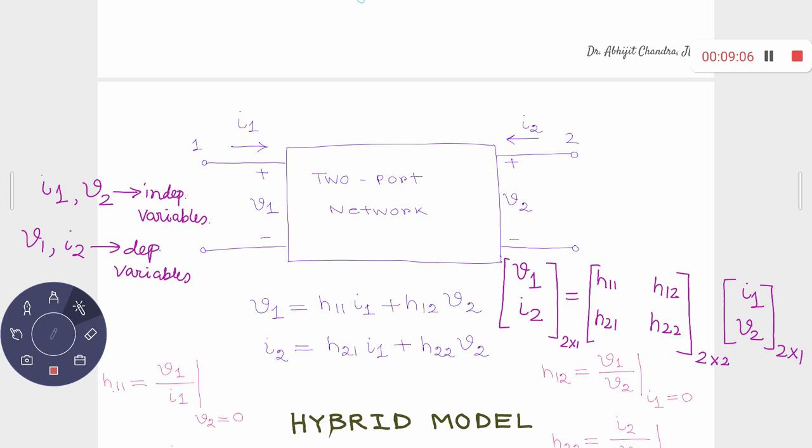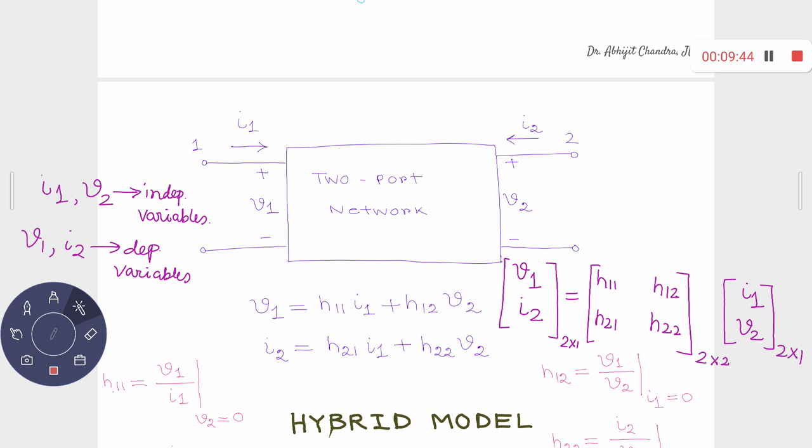So we can represent this V1, I2 vector as the product of the H matrix, H11, H12, H21, H22, a 2×2 matrix, multiplied with I1, V2, another vector. This I1, V2 is the independent variable vector, and V1, I2 is the dependent variable vector. Algebraically, V1 is equal to H11 I1 plus H12 V2, and I2 is equal to H21 I1 plus H22 V2. Then the question is how can I find these parameters, H11, H12, H21 and H22.